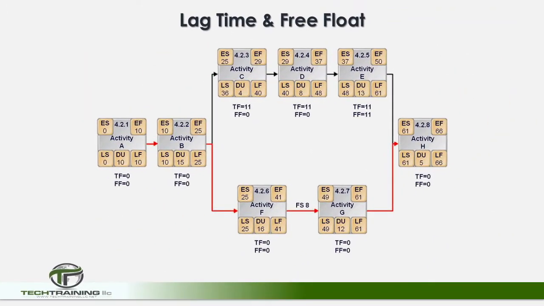From the forward pass and backward pass calculations, we can determine the float times, or time allowed to delay before any task must begin. After we complete the forward pass, the backward pass, and calculate our total float, we will calculate lag time and free float. Free float is the amount of time we have on an activity before it impacts the next activity. Lag time is the amount of time between two activities.